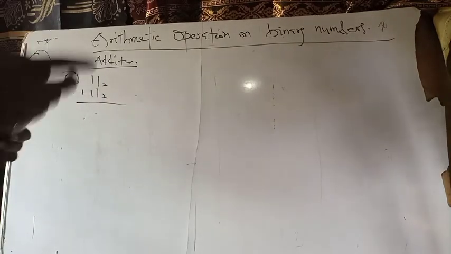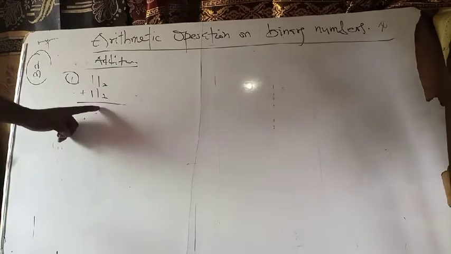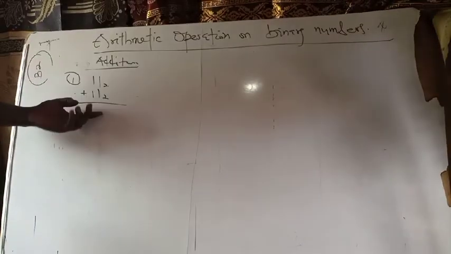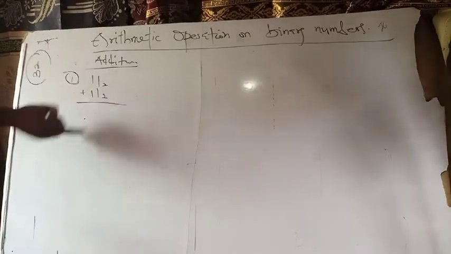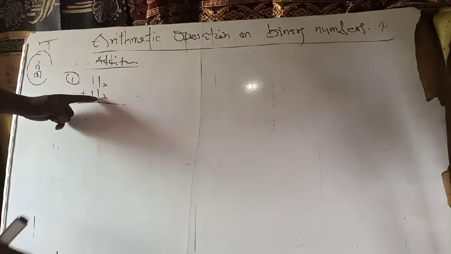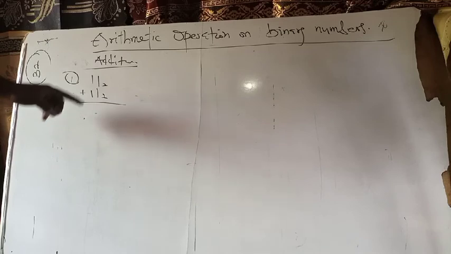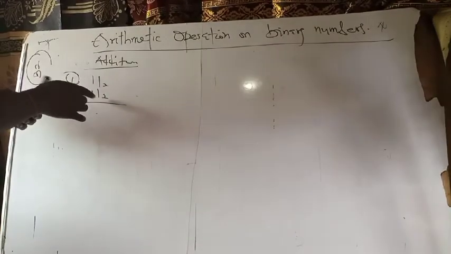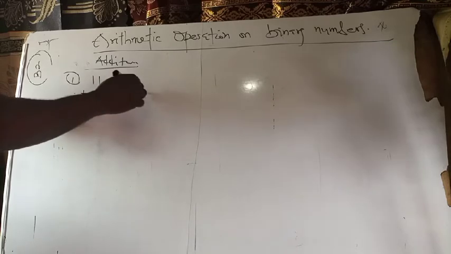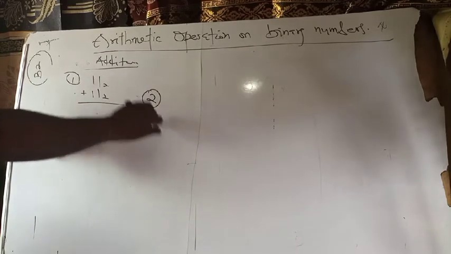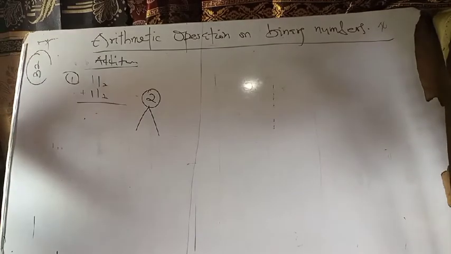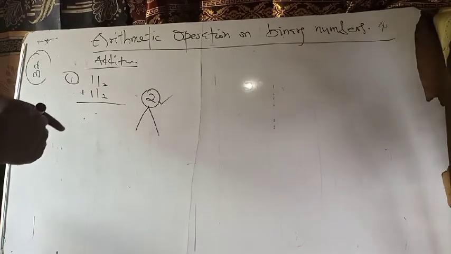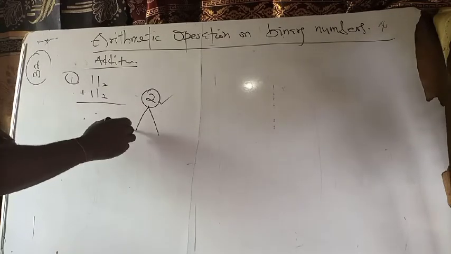So 1 plus 1 here is 2, but since we are working in base 2, we are not going to put a 2 here. To the layman, 11 plus 11 is 22, but in binary numbers you can't write 22 here. So 1 plus 1 gives you 2, and since we are adding in base 2, this answer 2 will be worked as a remainder and the number of times it enters. So how many times will 2 go into 2? That's 1, remainder 0.